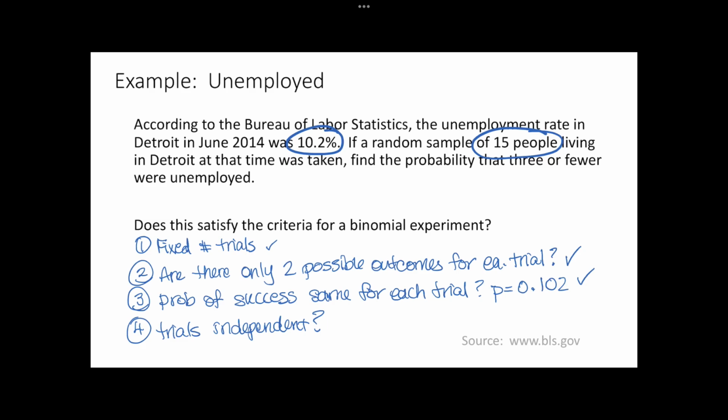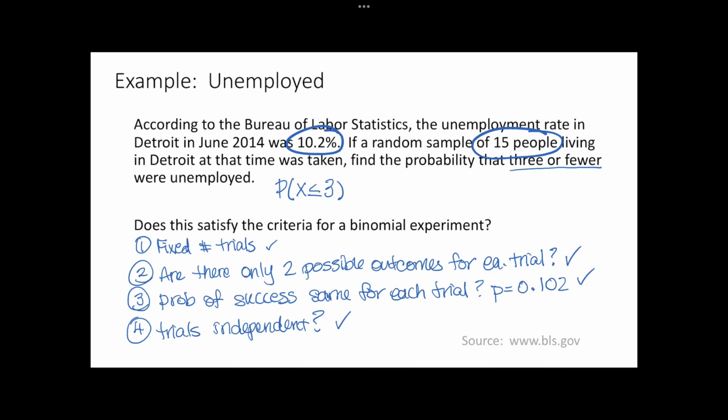So does knowing whether the first person interviewed was unemployed affect the probability that the next person is unemployed? No, it doesn't. So these are independent trials. All right, so our conditions are met for a binomial experiment, so we can use the binomial formula or the binomial distribution with StatCrunch to find the probability. So we want the probability that 3 or fewer were unemployed, so we're looking for x less than or equal to 3 because it's 3 or fewer.